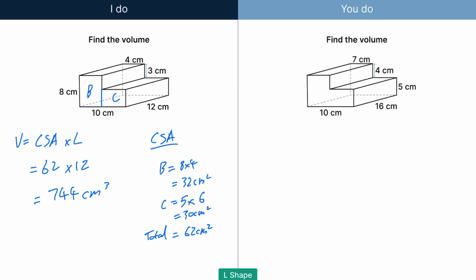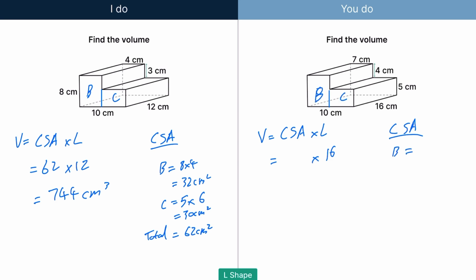Now, again, hopefully you've pressed pause and had a go at the example on the right. So again, the exact same steps. The only thing tricky with this is the fact that it's a compound shape, so you have to do an extra bit to get your final answer. So we are going to split this like that. So we can call this B and call this C.